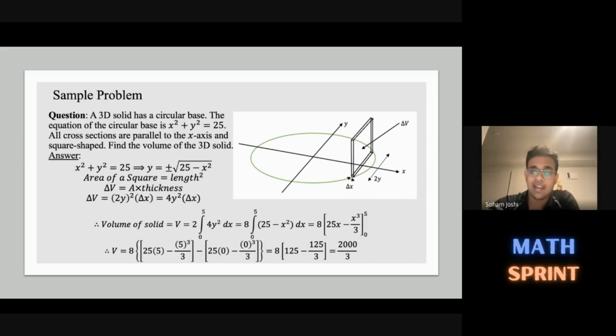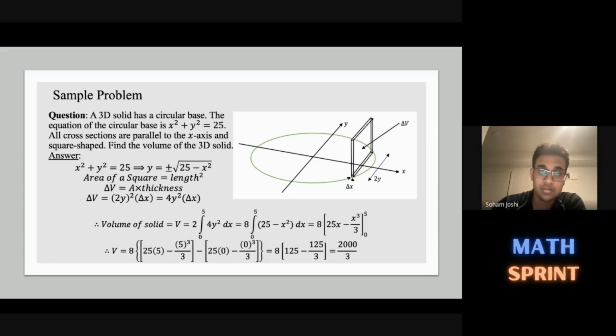Take a look at the diagram on the right. You see the circular base at the bottom. It has a green outline. The square-shaped cross sections lie on top of it. Here I've only shown one cross section for simplicity. Do understand that there will be multiple, and they will all have a thickness that's really, really small.